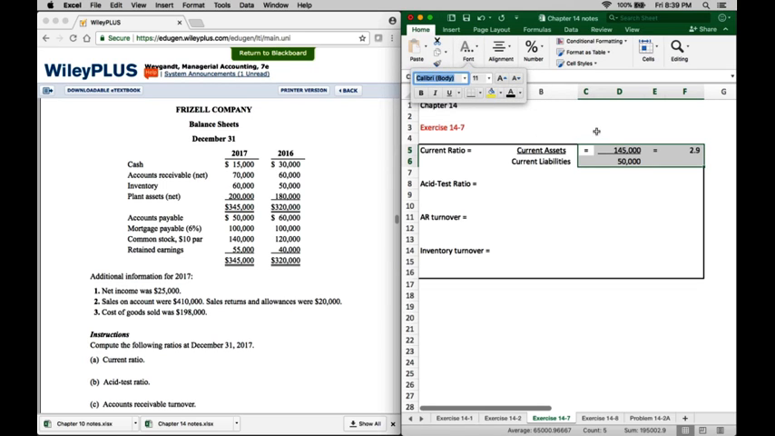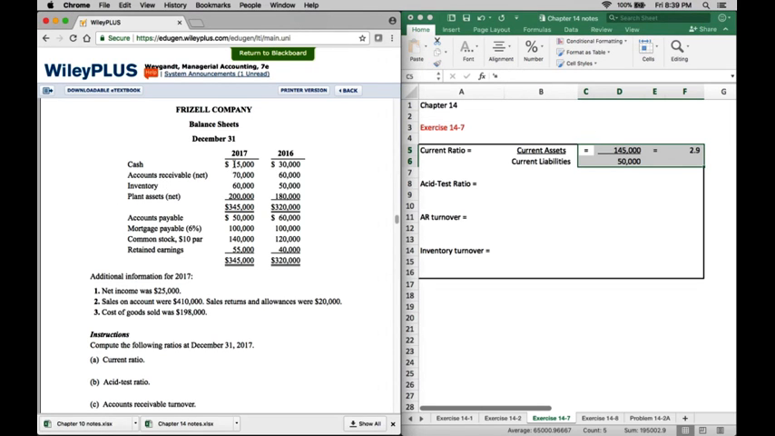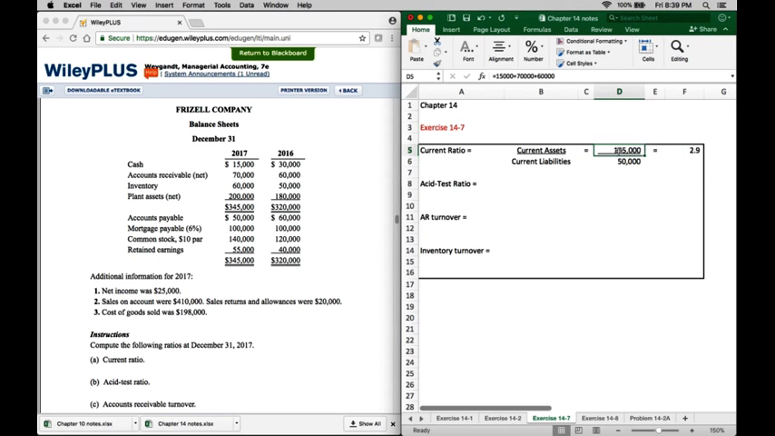So it's just a matter of doing this calculation, adding up the numbers. So your 3 assets, 15, 70, and 60 add up to 145. Your one current liability is 50,000. And when you divide it, you get 2.9.